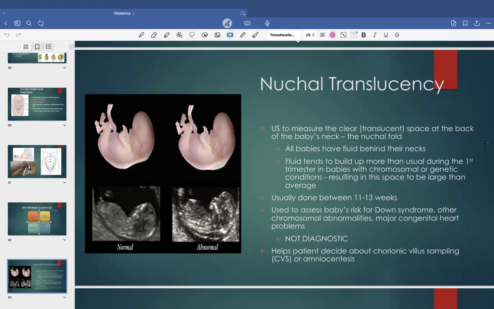Like we said, it is the ultrasound to measure the clear translucent space at the back of the baby's neck, the nuchal fold. All babies have fluid behind their neck. The fluid tends to build up more during the first trimester in babies with chromosomal or genetic conditions, resulting in the space being larger than average, which is usually done between 11 and 13 weeks. It is not diagnostic. This is a screening. It will help you decide if you need to go with further testing, like a chorionic villus sampling, CVS, or amniocentesis. So if we see that, we know we need to order another test.